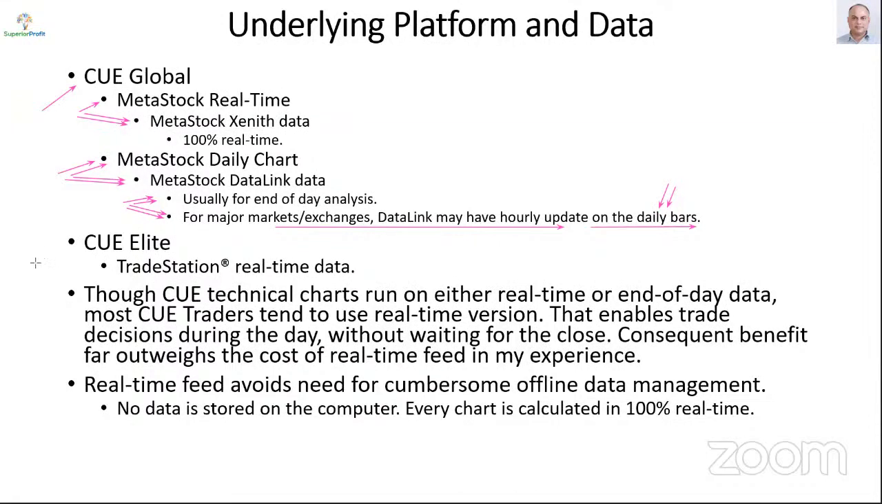That is for Q Global, that is able to do technical analysis in 100% real-time for all countries, all markets, all exchanges, including the USA. And Q Elite that runs on TradeStation, it has TradeStation real-time data feed for USA market. For non-USA market, you are able to use Q Elite using the Metastock data link data, but that will be only end of day.